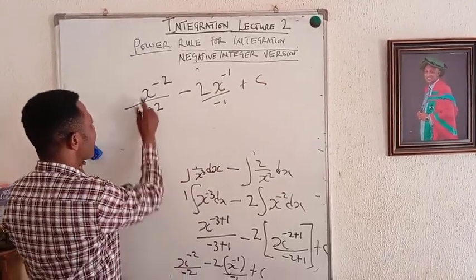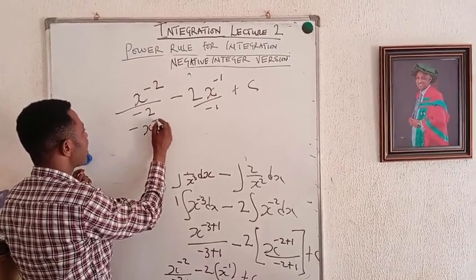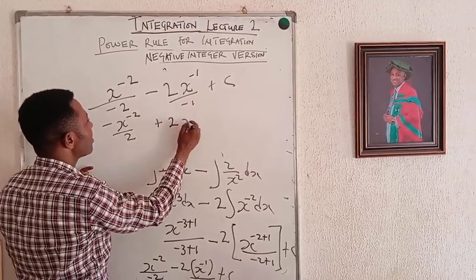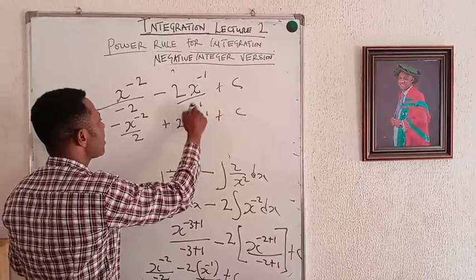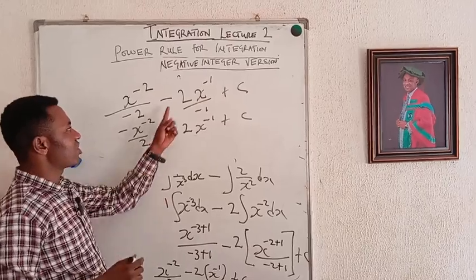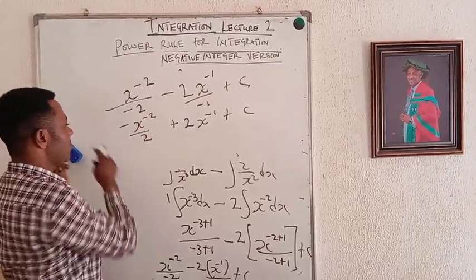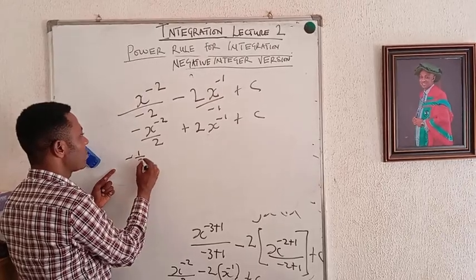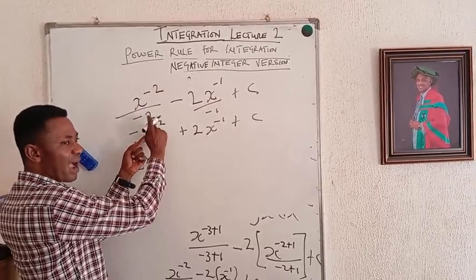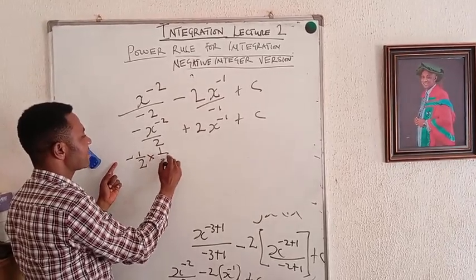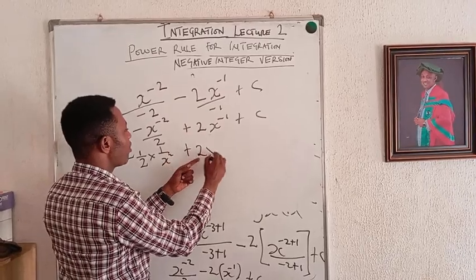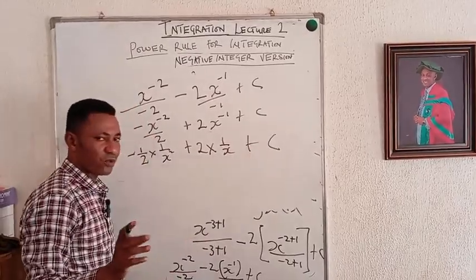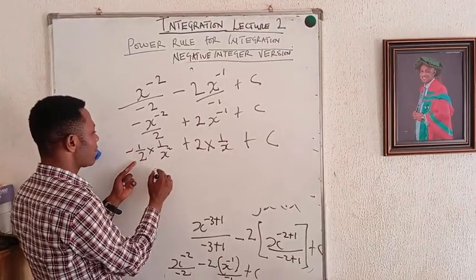So what are we going to do here now? We can write this to be minus x minus 2 all over 2, then plus 2x minus 1 plus C. Look at it, because this minus 1, the minus here is taken to this place, changing this minus to be positive. Now, this is the result, but you can still proceed by writing this to be minus 1 over 2, multiplied by x power minus 2 means 1 over x squared. All right? Plus 2 multiplied by x power minus 1 means 1 over x. Then plus c. Mind you, this is constant of integration.